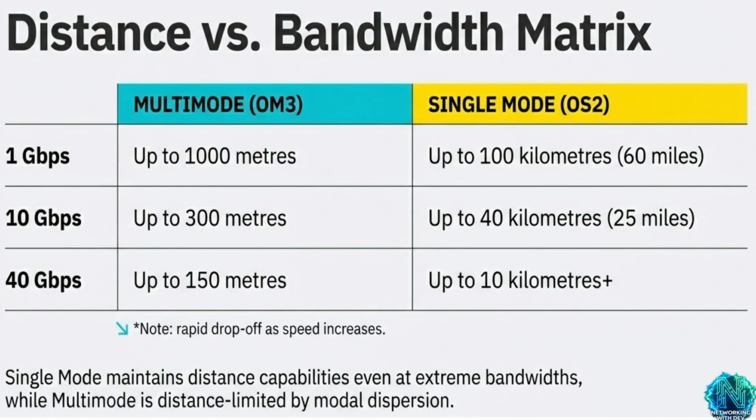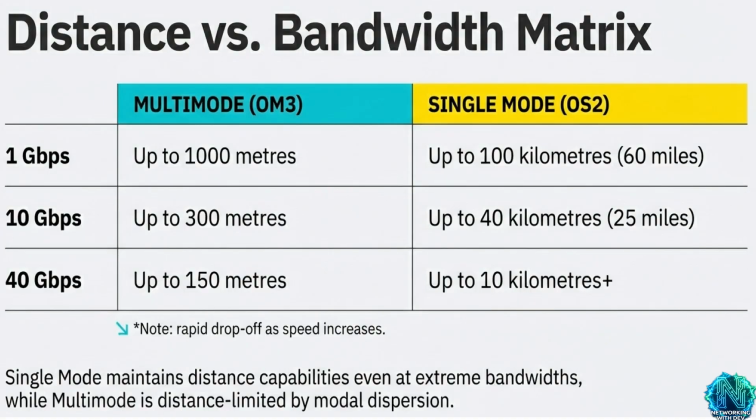Now that we can identify our cables by color, let's look at the actual performance data that dictates which one you'll pull for your next project. This matrix highlights the defining difference between the two technologies. At a standard 1 gigabit per second, multi-mode is a solid performer up to 1,000 meters, but single mode is already in a different league, capable of reaching 100 kilometers on a single run.